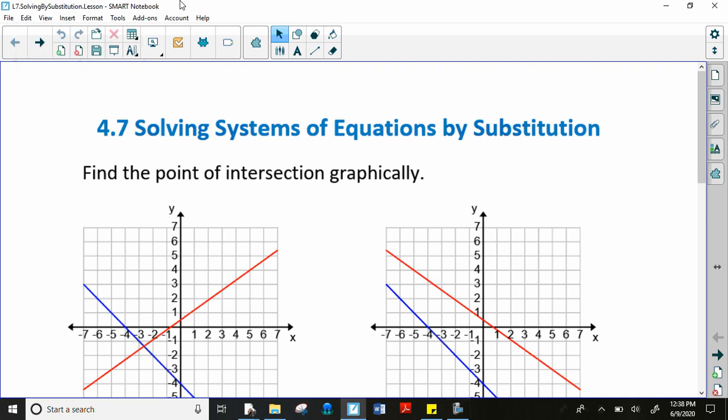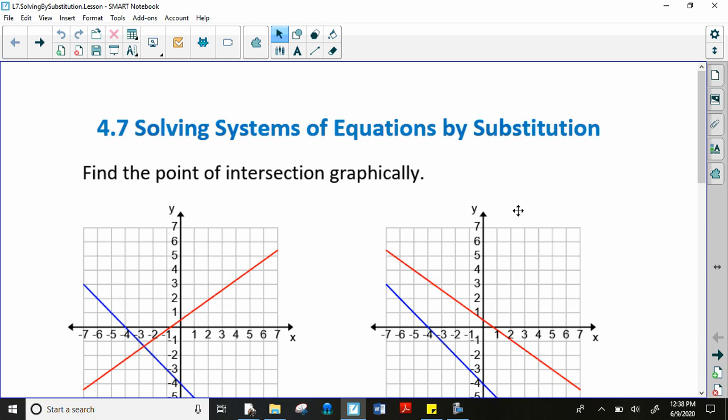So the last lesson we did, we looked at finding the point of intersection of two lines by graphing them. And we could use the slope y-intercept method, or you could use your x- and y-intercept method. You had to decide which one to use. So today, let's look at our conundrum.